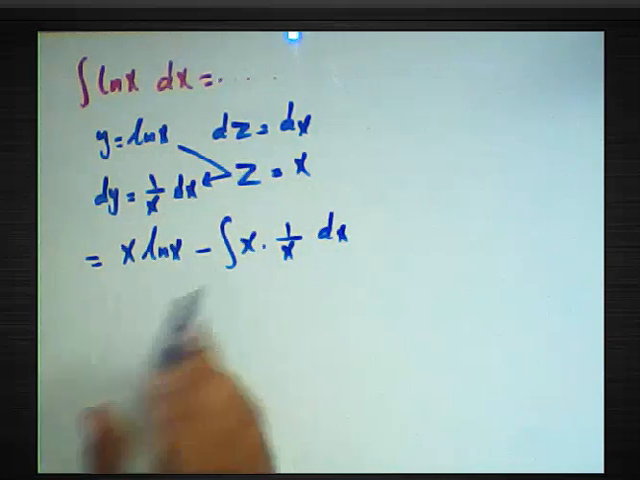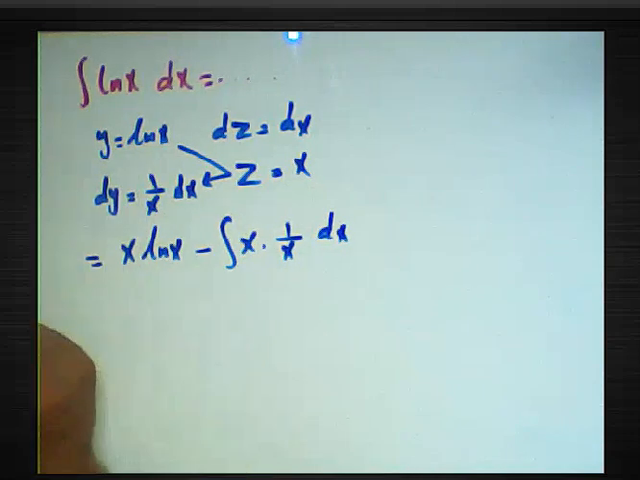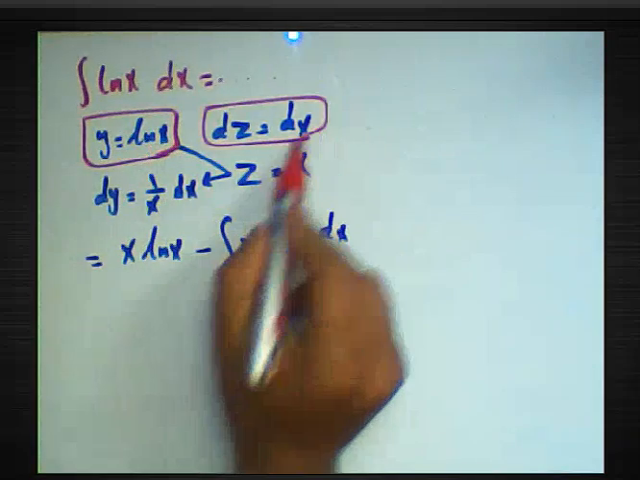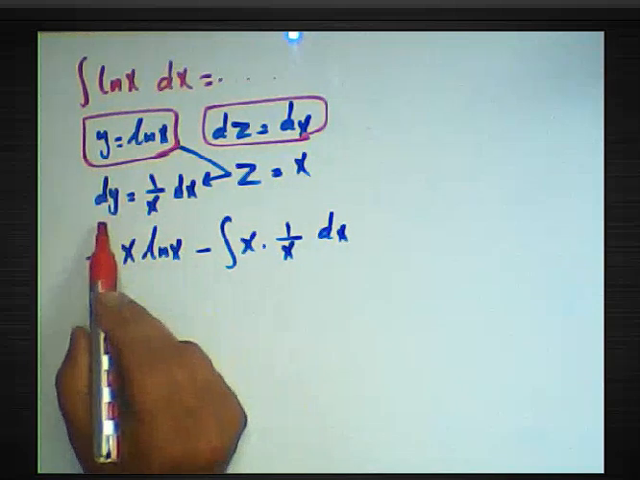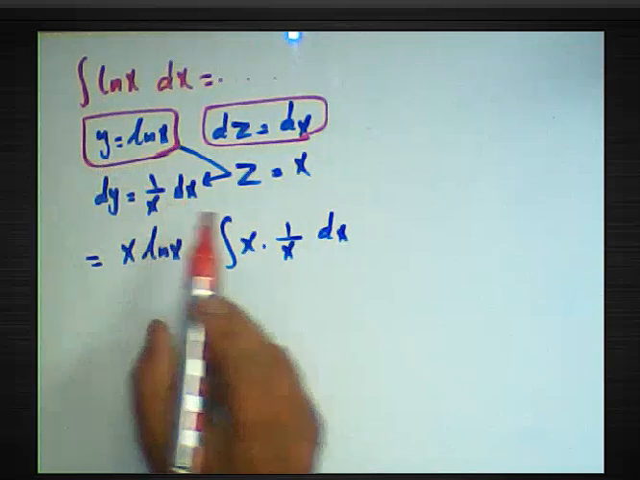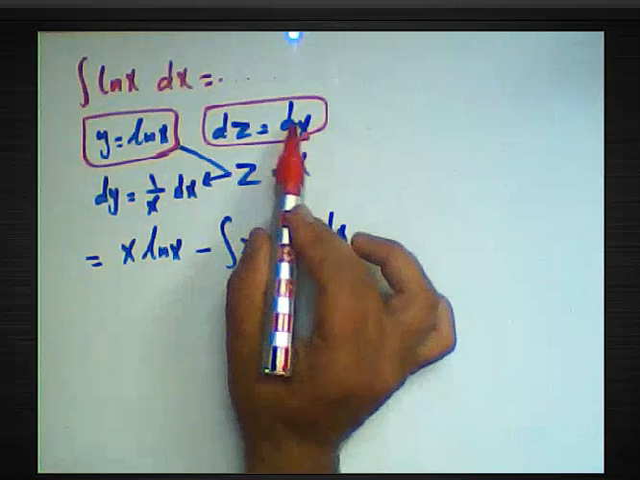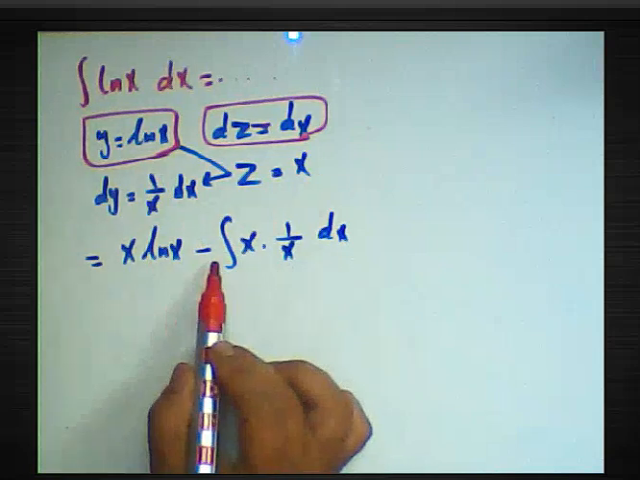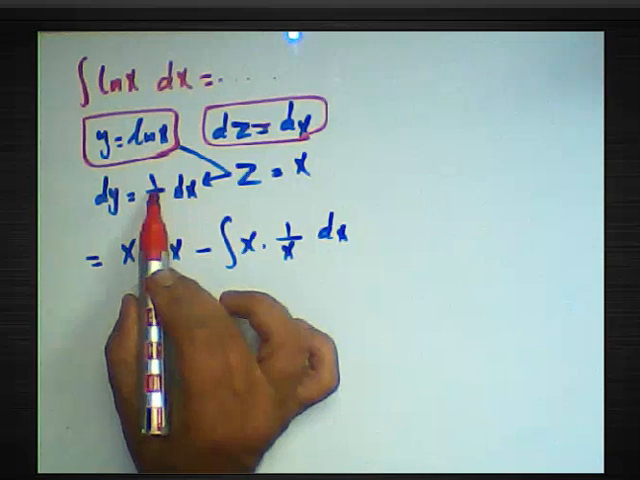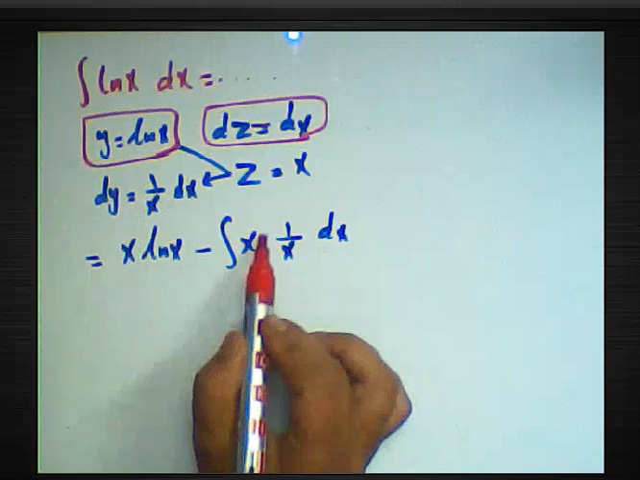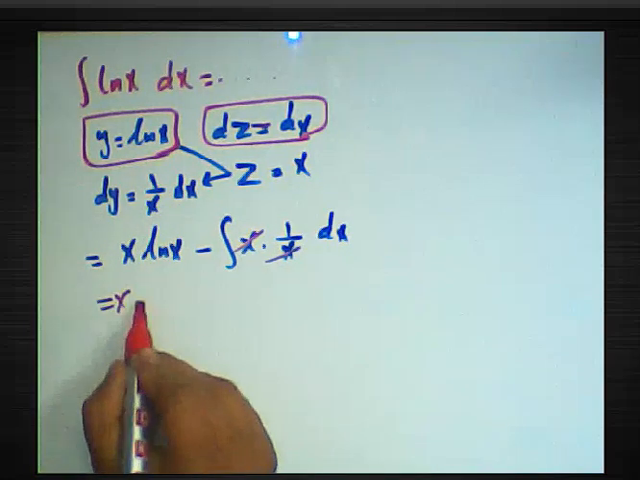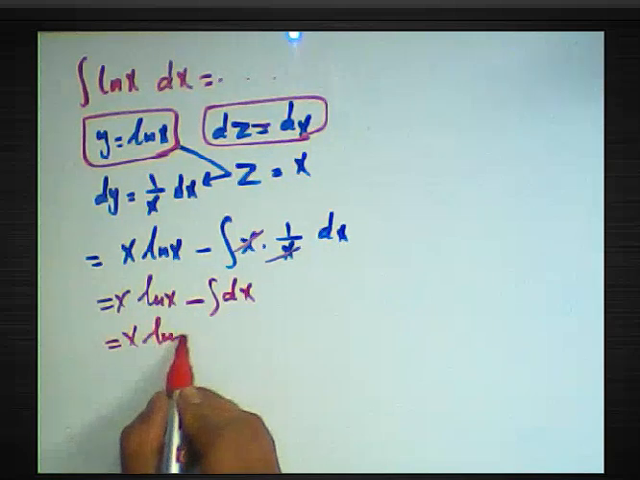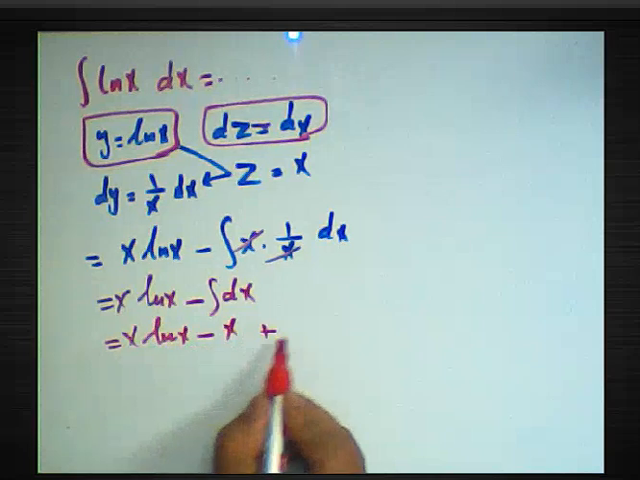Okay, understood? Again, first we must determine the derivative of one function and the integration of the other function. The derivative of y will be dy, ln of x is 1 over x dx. The integration of dz equals z, the integration of dx will be x. So x multiplication ln of x, subtract integration of x times 1 over x dx. Multiplication of them, you can cancel them, the result will be x ln of x, subtract integration of dx, so the result will be x ln of x subtract x plus constant.